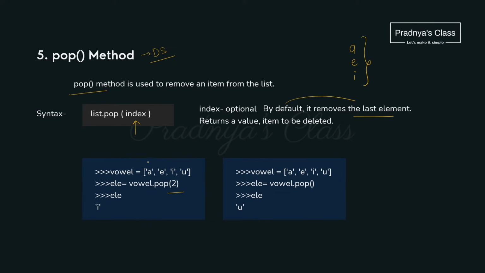In this example, we are trying to delete the item which is at the index 2. So when you print the list, this item will not exist. The pop method returns the value. If you print it, you will get the deleted item, because in future, if you need that deleted item, you can store it in a variable. By default, it will delete the last item.